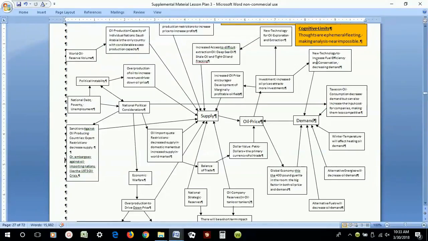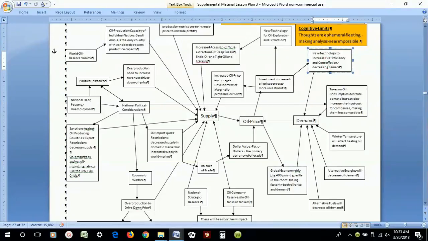All right, new technologies to increase fuel efficiency and conservation decrease demand. So new technologies that increase fuel efficiency of, for example, cars, or conservation measures, whether it's increased mileage per car or improved building standards for construction that have better insulation, which decrease heating oil consumption.